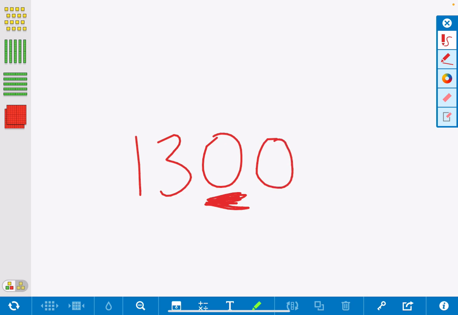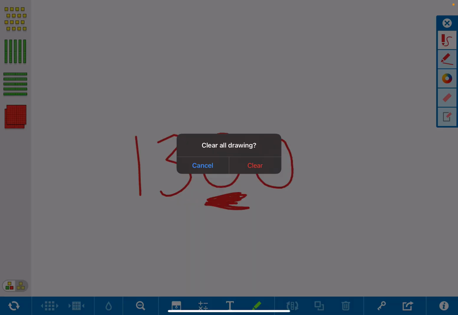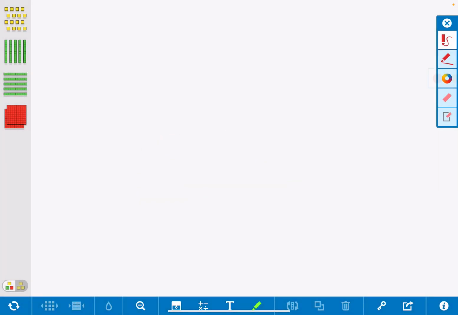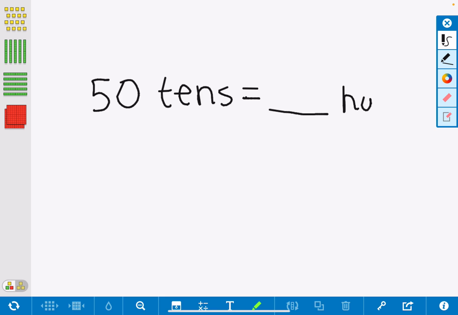It's that easy. Now, what if they said, let me show you one like this. What if they said, how many hundreds are in 50 tens? So if they gave you something like this, 50 tens equals how many hundreds? This one's a little bit different. If they just said how much is 50 tens, well, I could just say 50 with a zero on the end. Oh, 500. But they're saying how many hundreds?